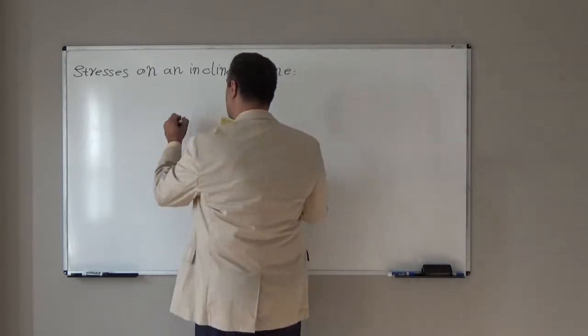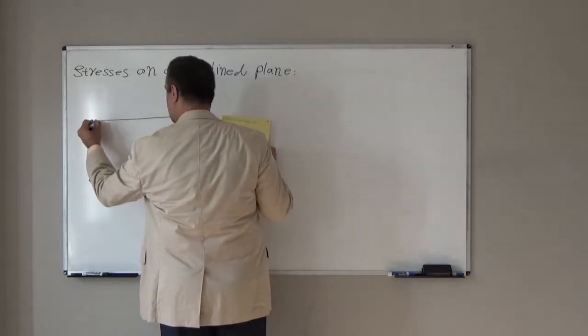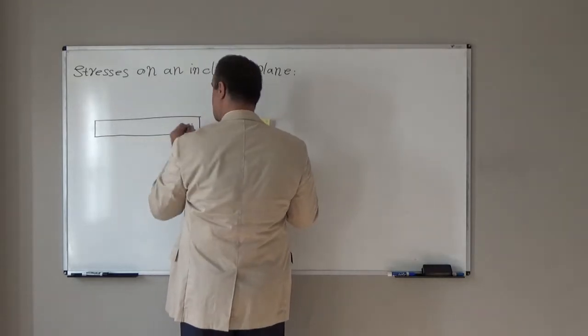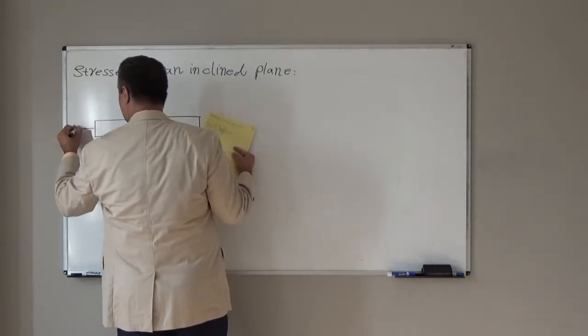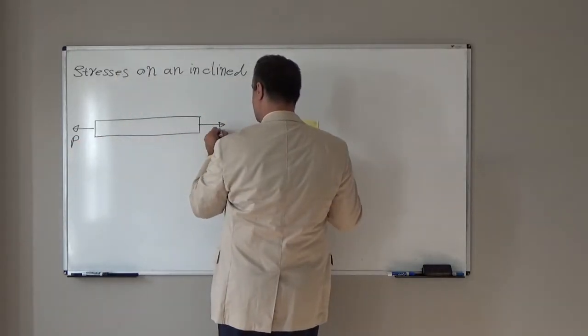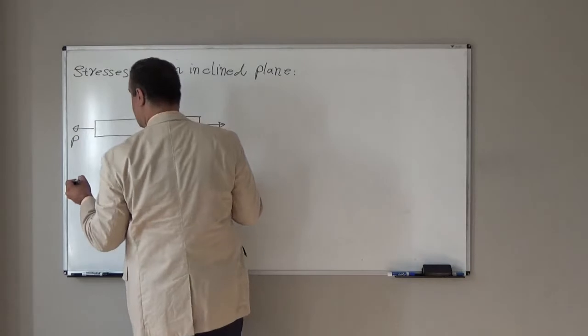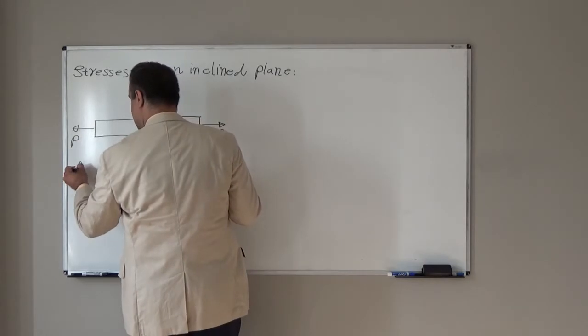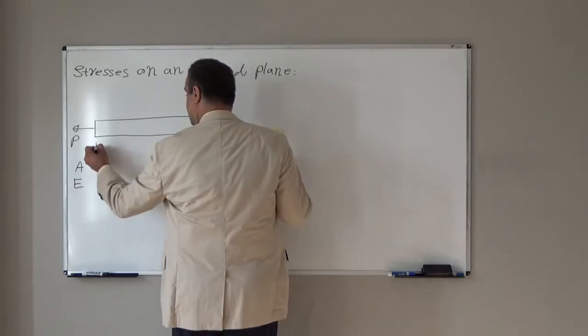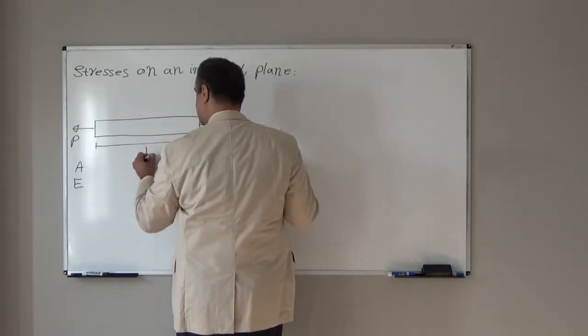Assume you have one rod, and we apply tension to this rod. The cross-sectional area perpendicular to the rod is A, the Young's modulus is E, and the length of the rod is L.